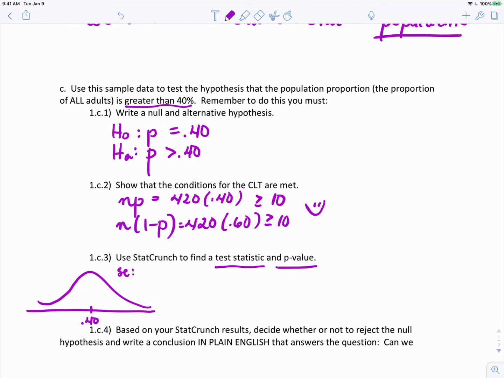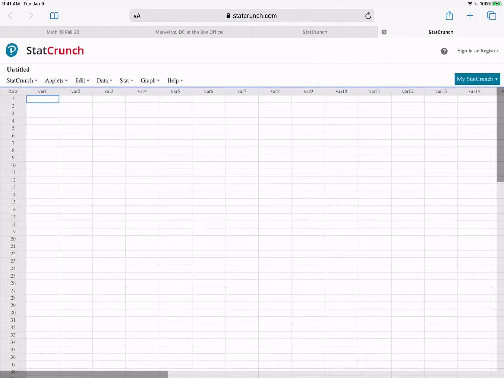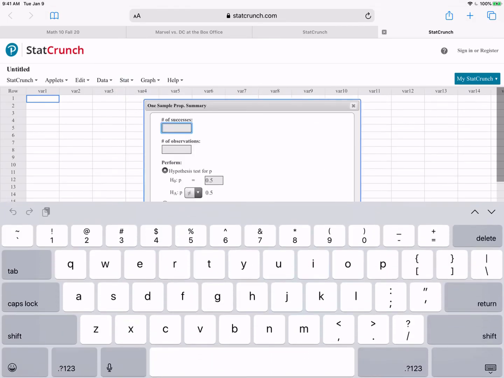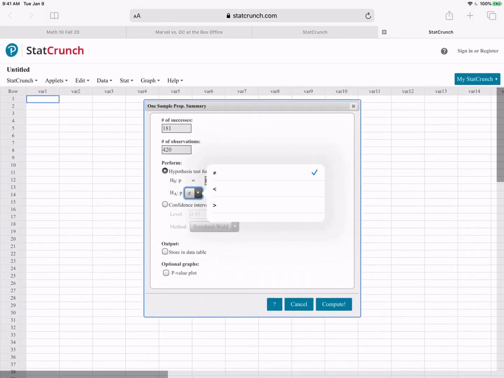Let me navigate to StatCrunch. Okay, so proportion stats, we have one group with a summary. So our number of successes is 181 out of 420. We're conducting a hypothesis test, and our hypothesis is about whether the population proportion is equal to 40% or whether it's greater than 40%. Okay, so now we'll compute.